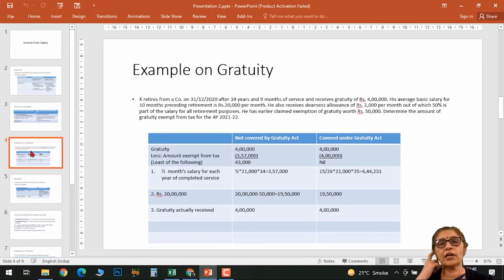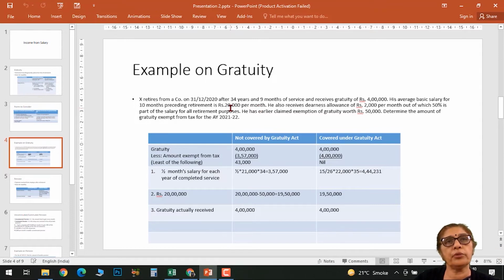So we have here another example. X retires from a company on, say, 31st December 2020. He's worked for 34 years and 9 months. Now, if he's covered by Gratuity Act, we'll take it as 35 years. If he's not covered by Gratuity Act, we'll take it as 34 years. Right? He receives 4 lakhs as gratuity. Simple case, hypothetical situations. We are also given the average basic salary for 10 months preceding retirement is 20,000 per month. So we need the average if it's not covered by the Gratuity Act.